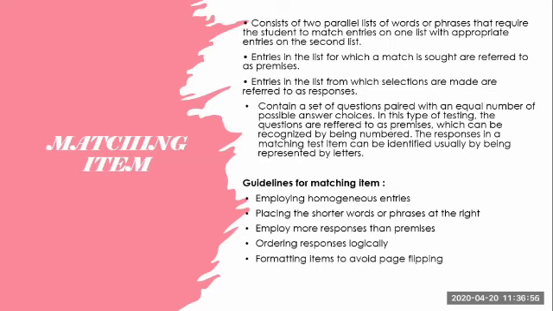First, employing homogeneous entry. This avoids putting information from different lessons in the same matching item. Second is placing the shorter words or phrases at the right. A longer list. Students spend so much time trying to find the appropriate response for a given premise that they may forget what they are attempting to do.